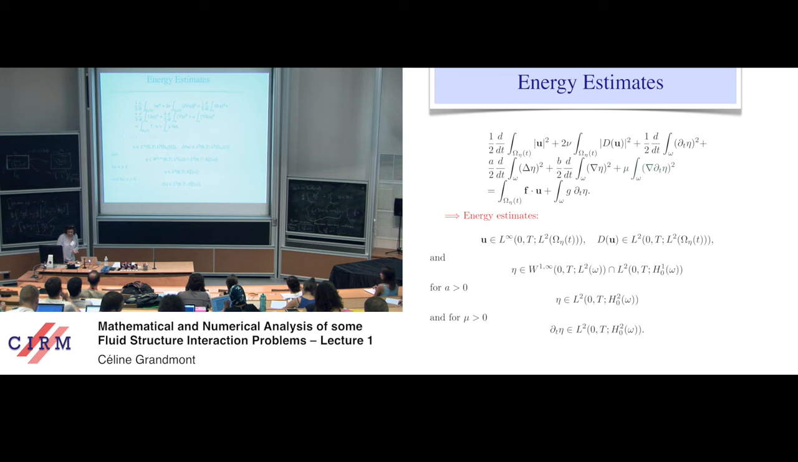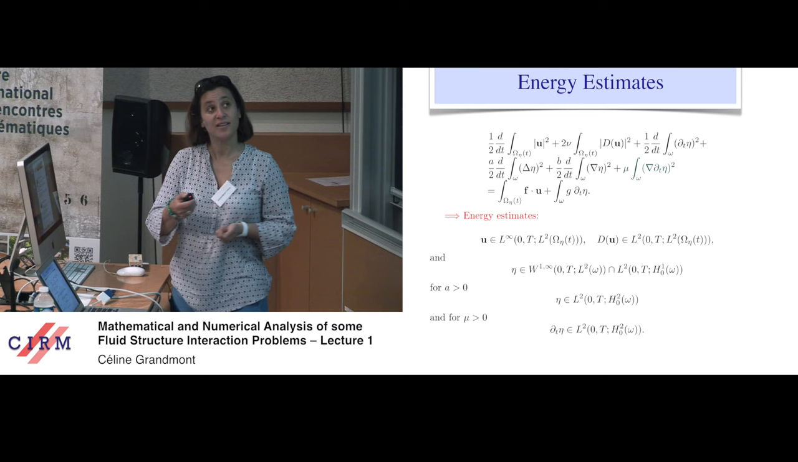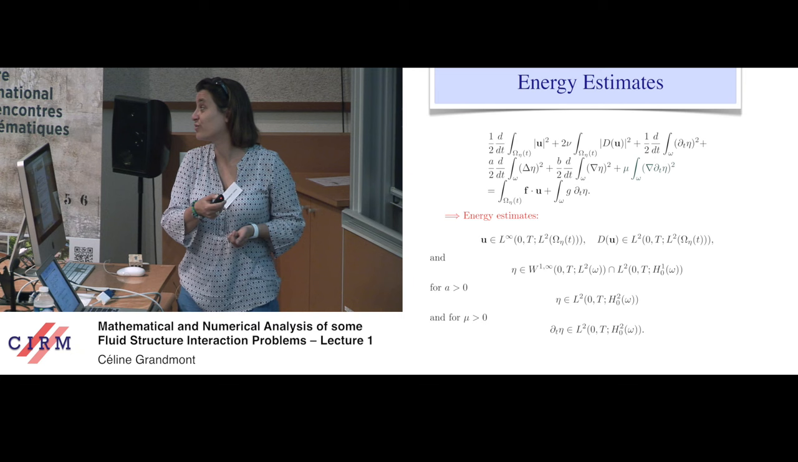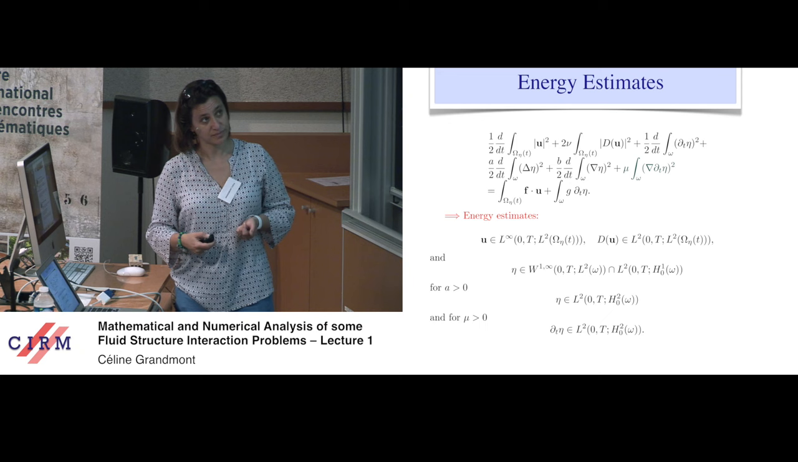You obtain that U is bounded in, so those are the standard spaces for the Navier-Stokes equation. U is in L infinity of L2, gradient of U is in L2 of L2, and eta is in those spaces. First, those are the standard energy spaces, but here you have a time dependency, so they are not so standard. So the question is how to define properly, correctly, these functional spaces.